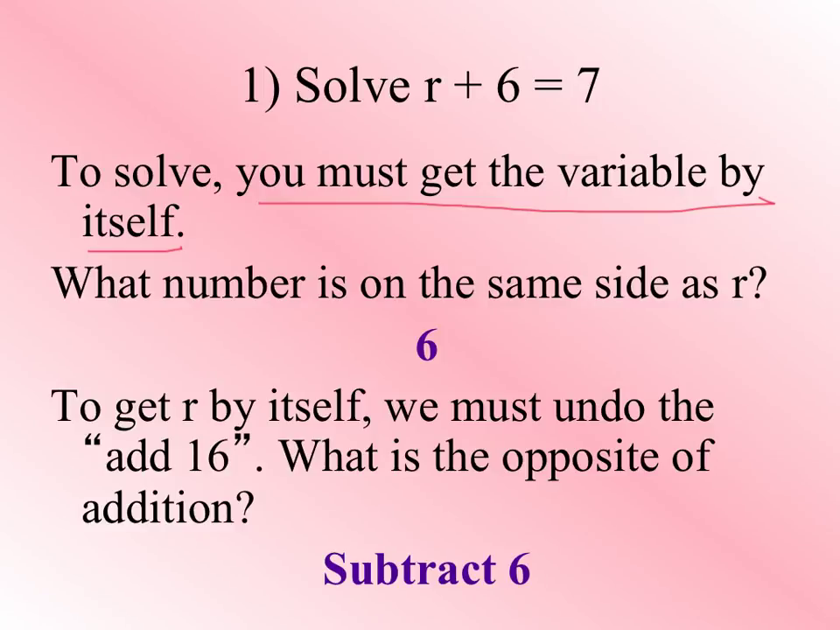I'm going to put a star by that. Okay, so what number is on the same side as r? If you look up here, r is with a 6. You also can see that it is being added. So we're going to have to use our undo operation of subtraction. To get r by itself, we must undo the add 6. Oops, that says 16. Let's call that 6. That's a little typo. What is the opposite of addition? Hopefully you said subtraction. So we need to subtract 6.